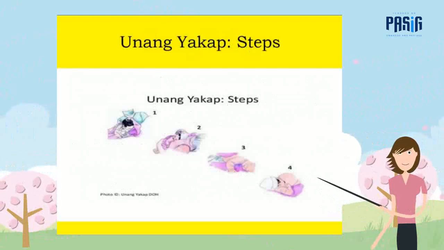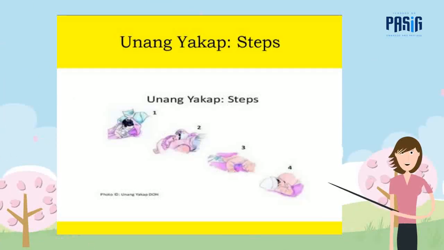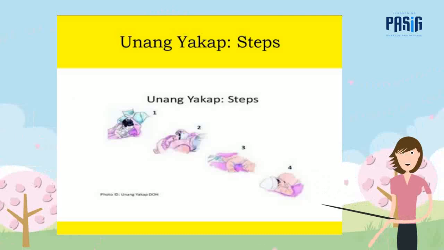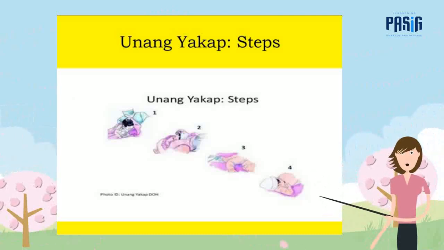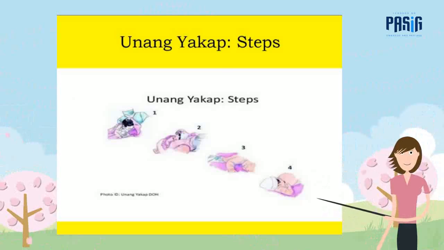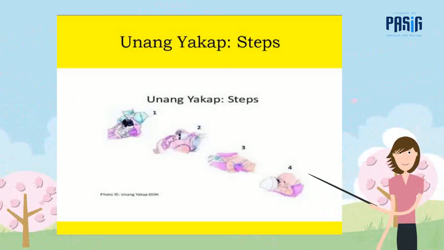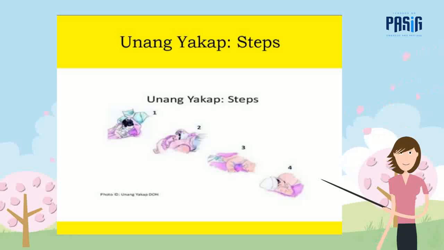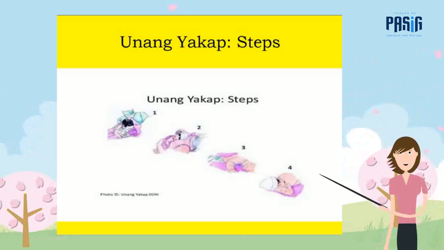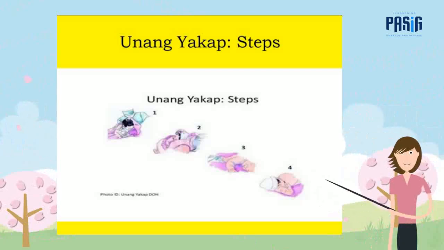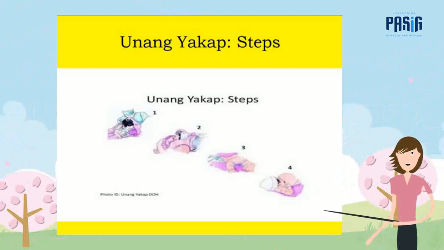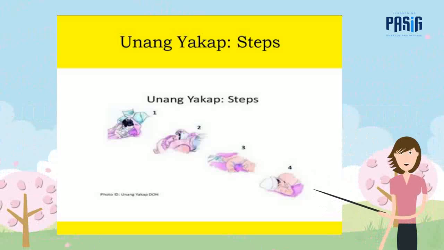There are steps or procedures in Unang Yakap of the DOH, the Department of Health. What are these steps? As you can see in the pictures, there are 4 steps of Unang Yakap. Number 1, immediate and thorough drying of the newborn. Number 2, early skin-to-skin contact between mother and newborn. Number 3, properly timed cord clamping and cutting. Number 4, non-separation of newborn and mother for early breastfeeding.